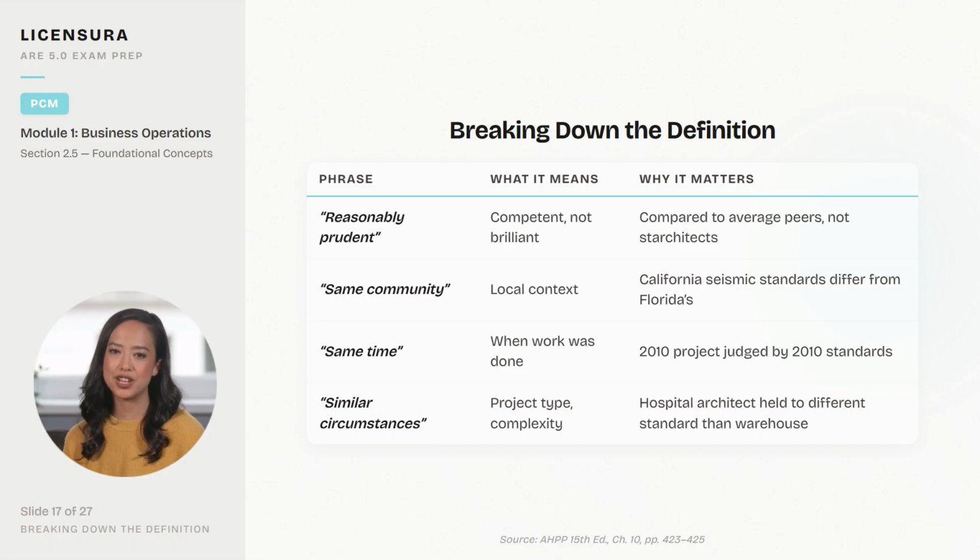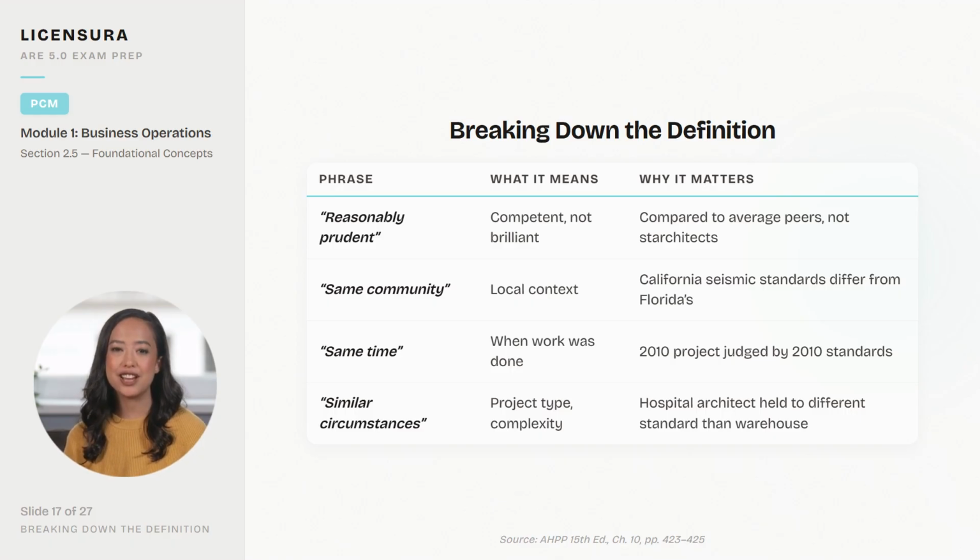Nobody expects perfection. Same community means local context matters. Seismic design standards in California are way different from what's expected in Florida. You're judged against what architects in your area would do, not some universal standard. Same time means you're judged by the standards that existed when you did the work. A project designed in 2010 gets evaluated by 2010 standards, not today's codes and knowledge.